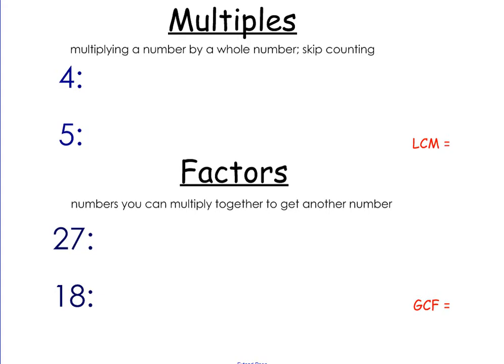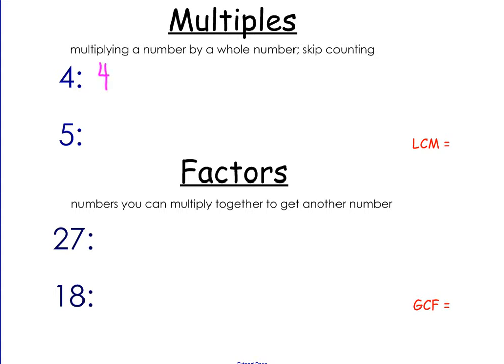Now let's do a really quick review of multiples. Remember, multiples are when we multiply a number by a whole number, and we basically know that this is skip counting, and our goal is to learn what our least common multiple is between two or more numbers. So let's find what the least common multiple is between 4 and 5. So what we need to do is write out the first 5 or 6 multiples of each number.